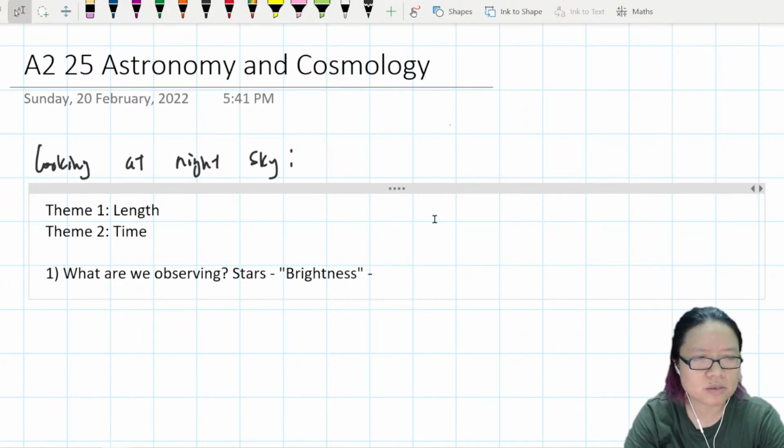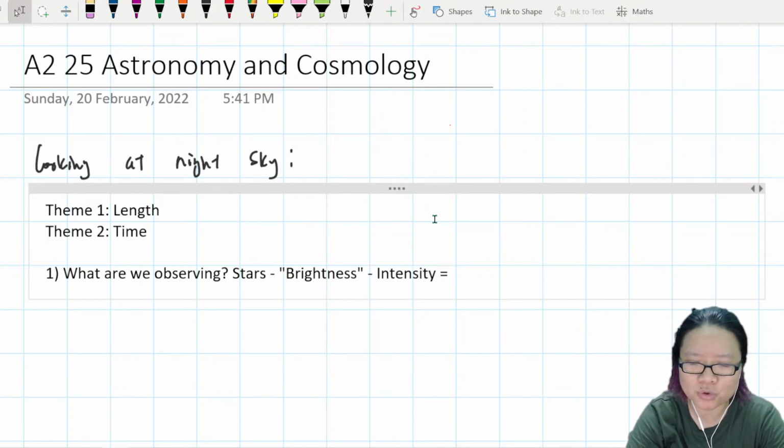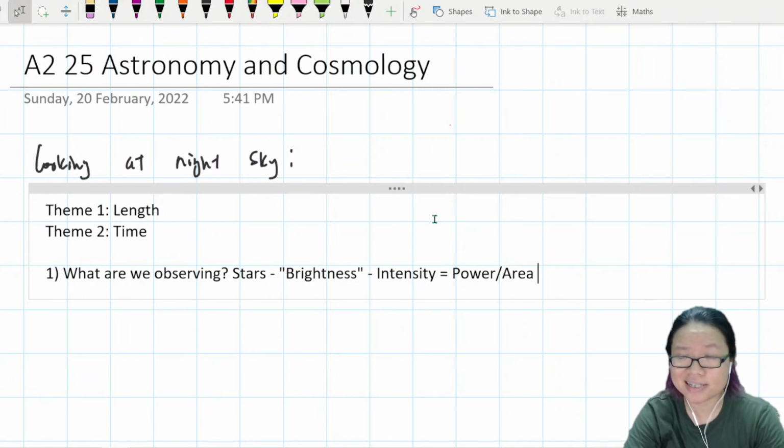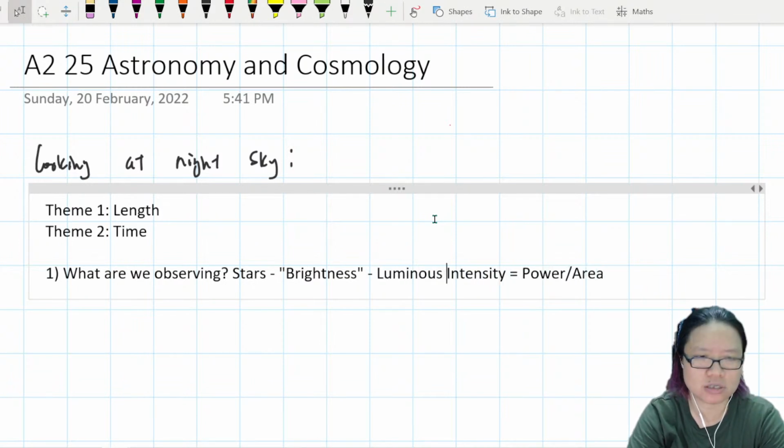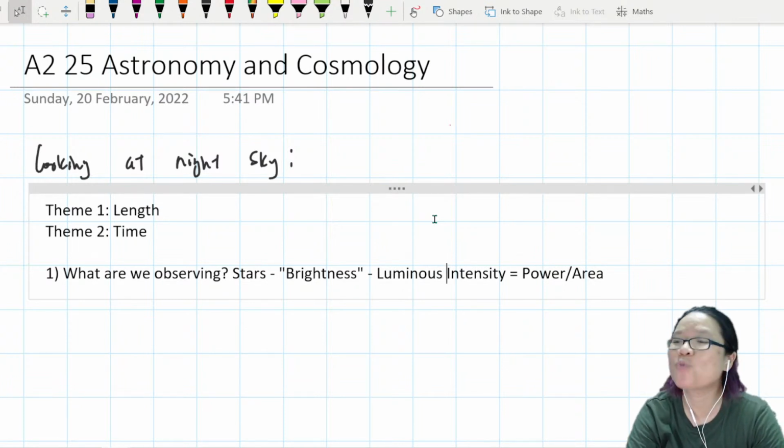But in physics, we don't talk about brightness, right? We talk about intensity, which is power per unit area. The higher the intensity, the brighter the star. Yes, okay. And because this is brightness, we like to tag on the word luminous intensity. So it's just a fancy way to talk about, oh, so bright. The star is so bright.